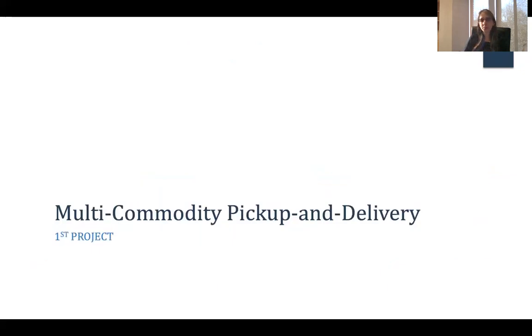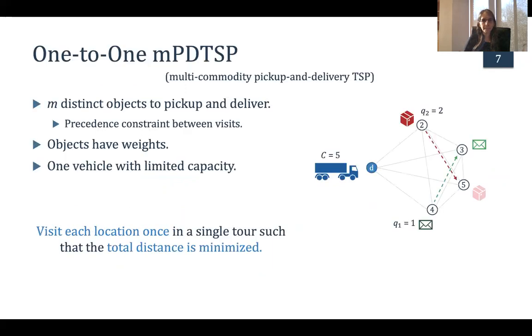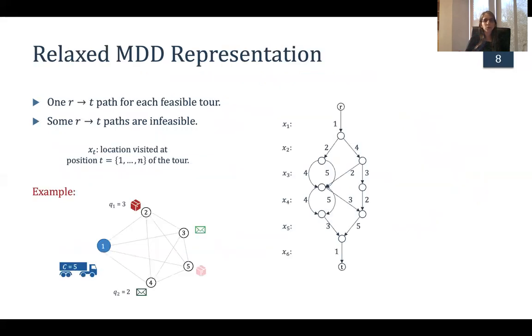So now I'm going to explain the first project, the multi-commodity pickup and delivery one. This problem is very simple. We have M distinct objects that we have to pick up and deliver, which basically will impose some precedence constraints between the visits that we do. The objects have a certain weight, and we have one vehicle that has a limited capacity. The main goal is to visit each location once in a single tour, such that the total distance is minimized. To tackle this problem, we use a relaxed DD representation.